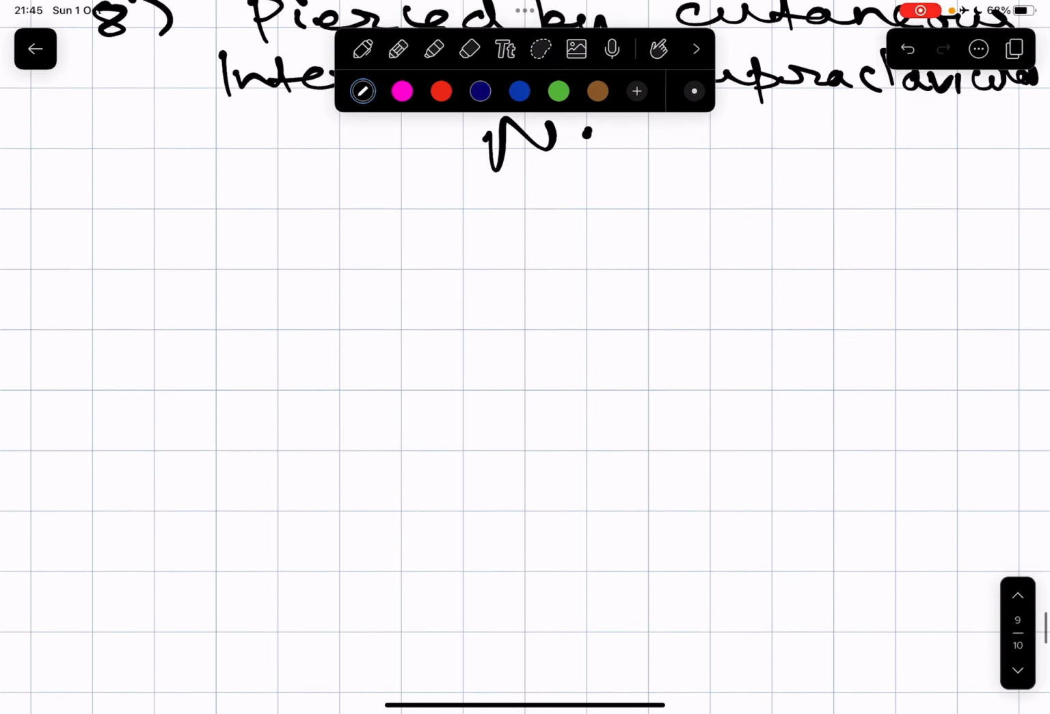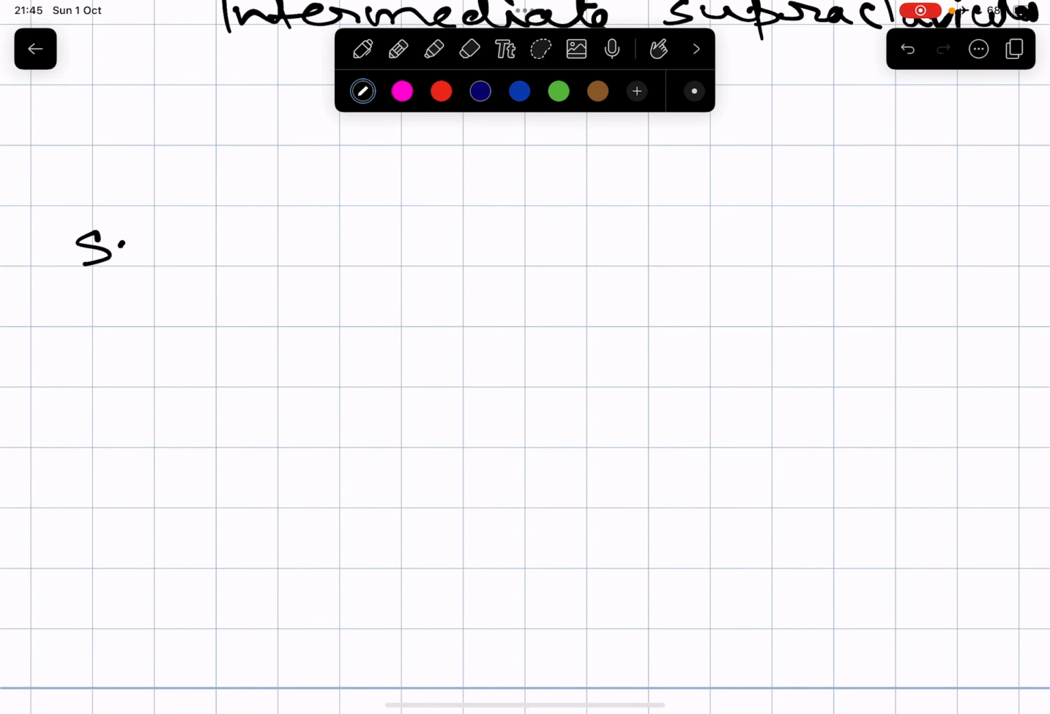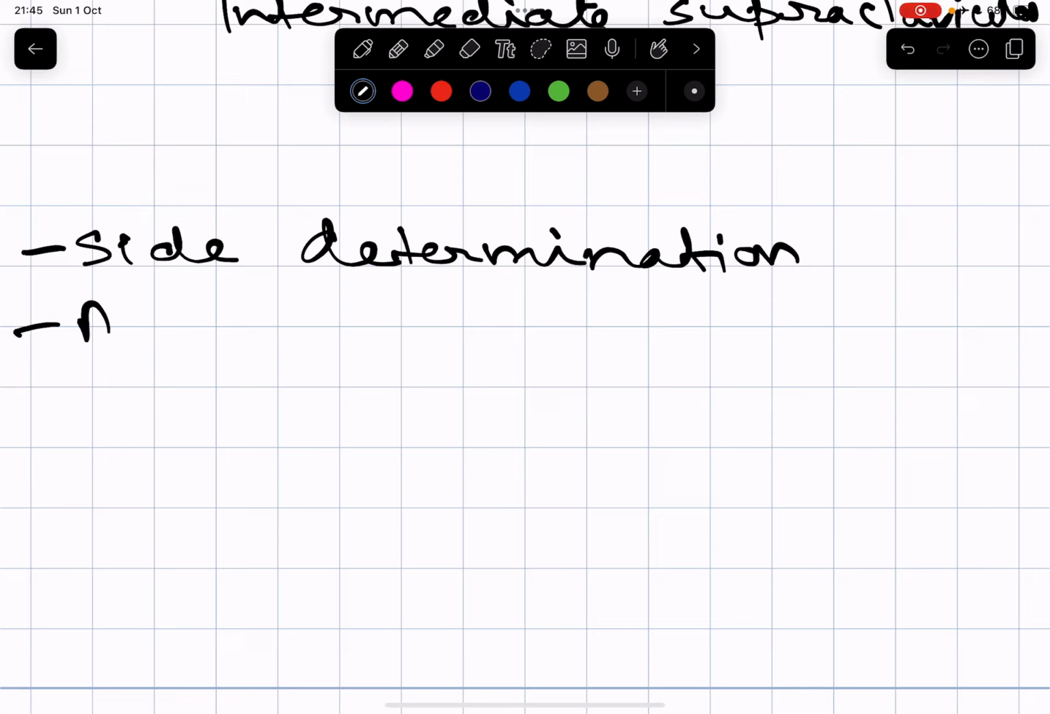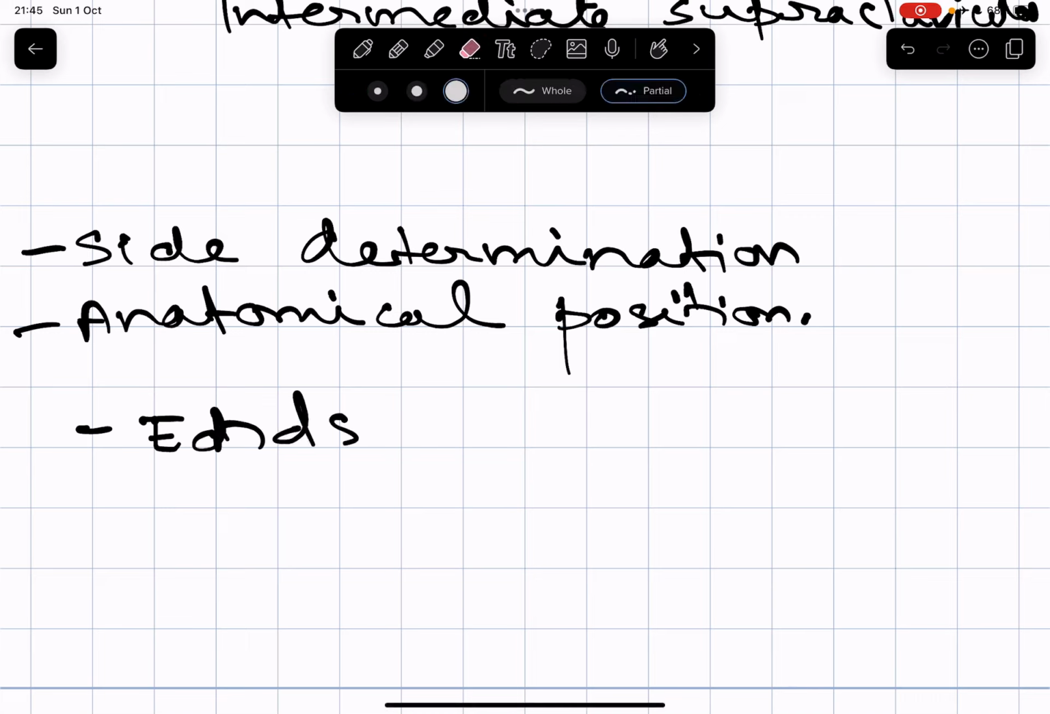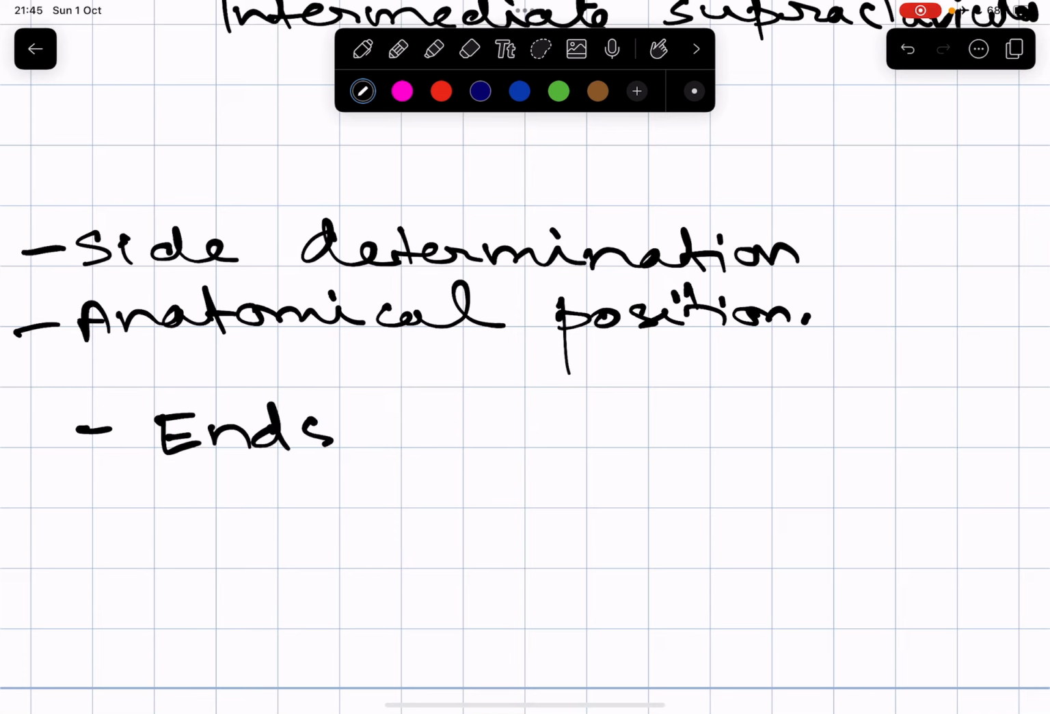Now, one more last thing: how to determine the side of the given clavicle. So it is the side determination and anatomical position. In order to determine the anatomical position, we should know about the two ends of the clavicle and how you should align it. It has a medial end and a lateral end, so you should hold it accordingly. Medial end should be medially, lateral end should be laterally. That is how you hold it.